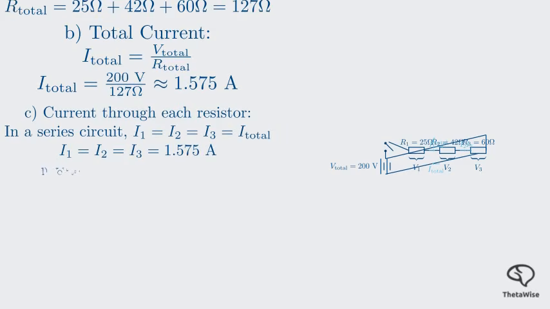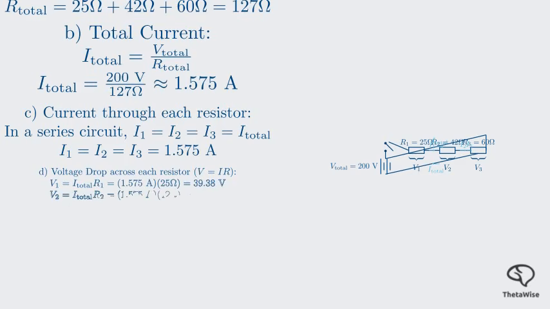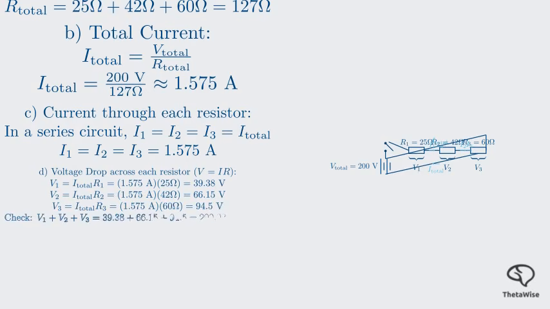Part D asks for the voltage drop across each resistor. Again, we use Ohm's law, but this time for each individual resistor. For R1, it's I total times R1, which is about 39.38 volts. For R2, the drop is about 66.15 volts. And for R3, it's 94.5 volts. Notice that if you add these three voltage drops, they sum up to our total supply voltage of 200 volts.